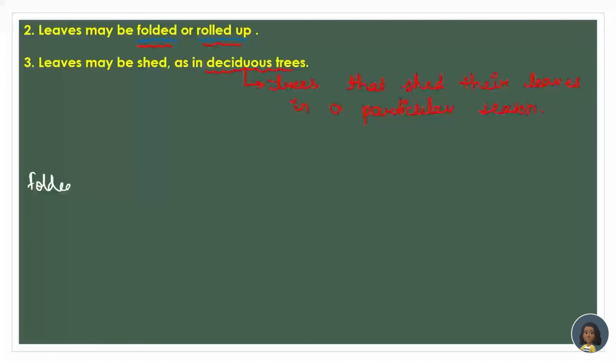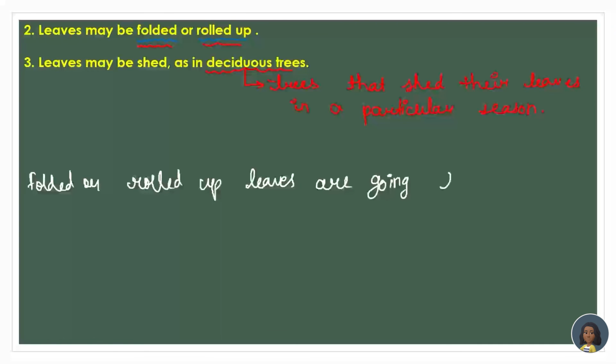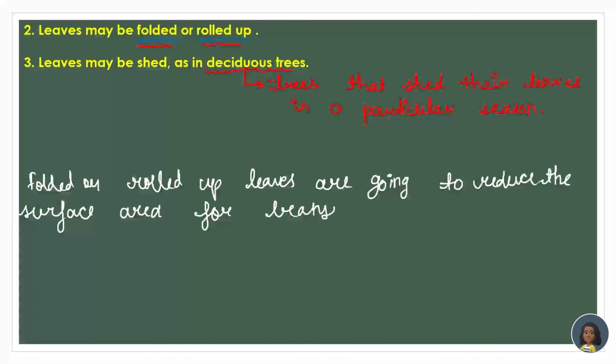Folded or rolled up leaves are going to reduce the surface area for transpiration. Hence, excess transpiration can be prevented easily.